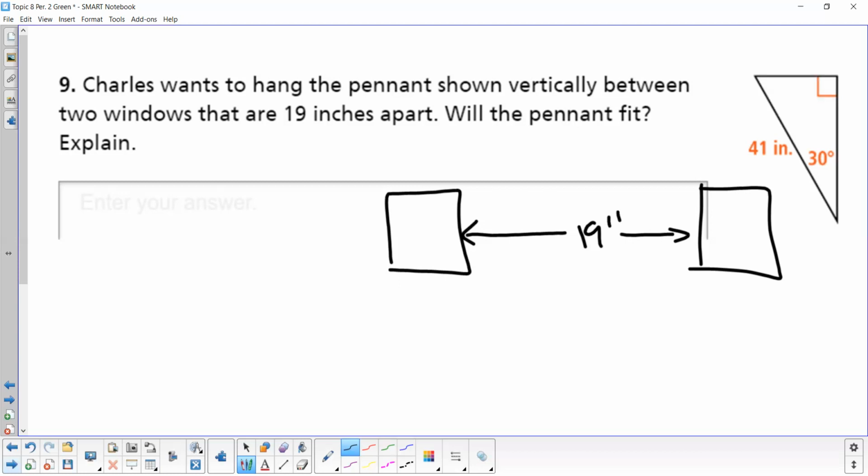No, it won't. It's going to be big. People who are saying no, talk me through your logic. Because 41 divided by 2 is bigger than 19. What is 41 over 2? 20.5. Good call, because that's bigger than 19. What if they want to hang it a different way? Which way are they trying to hang the pennant?